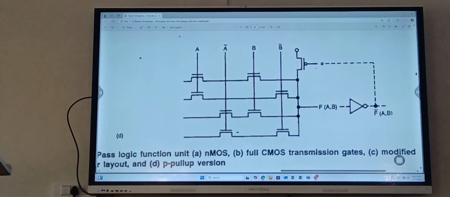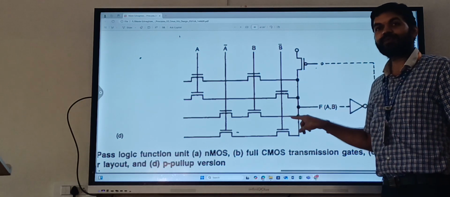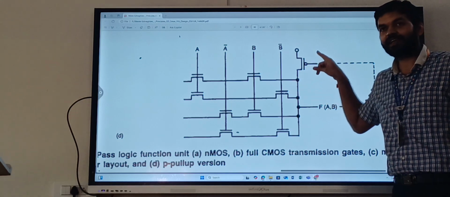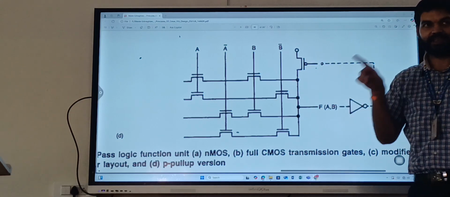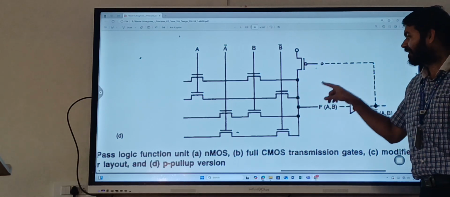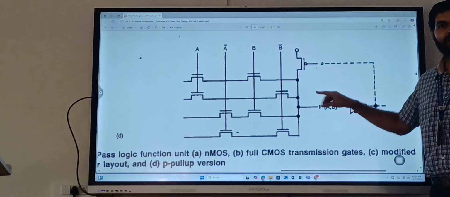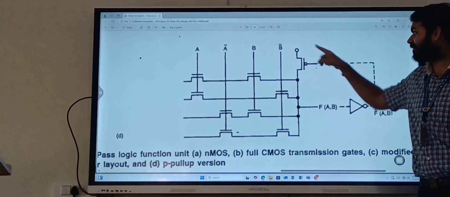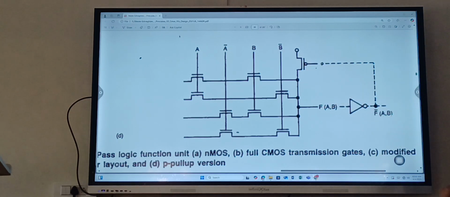I am using a pull-up device in this circuit to improve the voltage degradation. The voltage was degrading, and to improve that I am using a pull-up device. Okay. All these things are related to pass transistor logic.